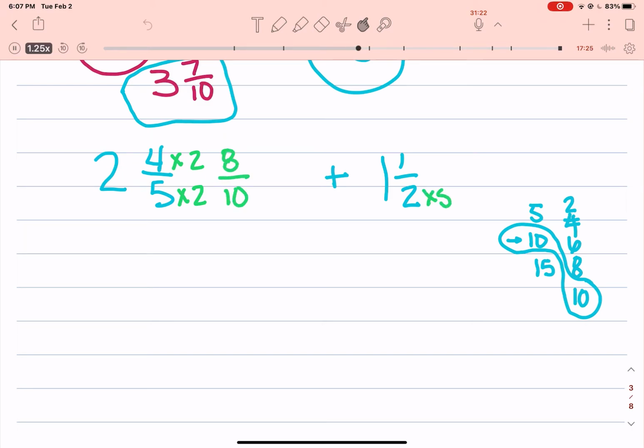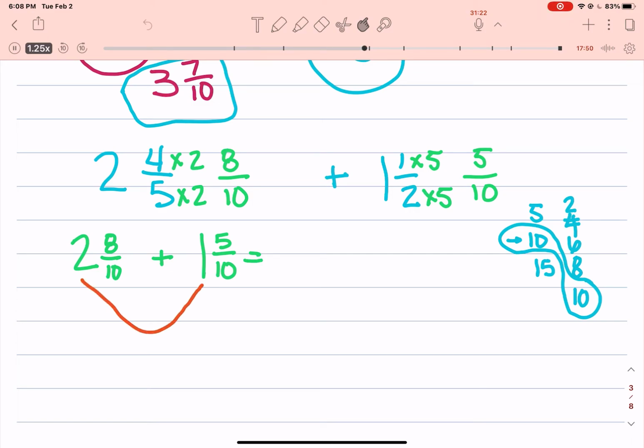2 times 5 equals 10. 1 times 5 equals 5. And 5/10. So our new problem becomes 2 8/10 plus 1 5/10. And I would add these together. 2 plus 1 is 3. 8/10 plus 5/10 is 13/10. And we know that that's an improper fraction. So it will become 4 3/10.